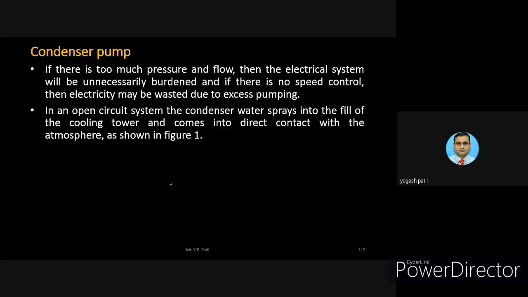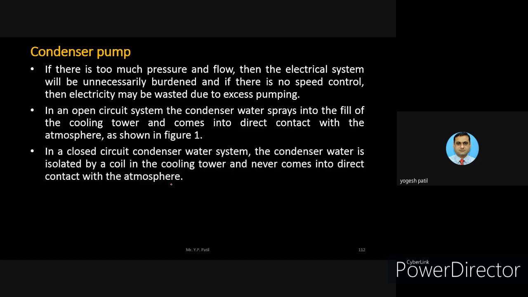If that particular output will be in direct contact with the atmosphere, we can call that system an open system, and it can be shown in figure 1. In a closed circuit condenser water system, the condenser water is isolated by the coil in the cooling tower and never comes in direct contact with the atmosphere.